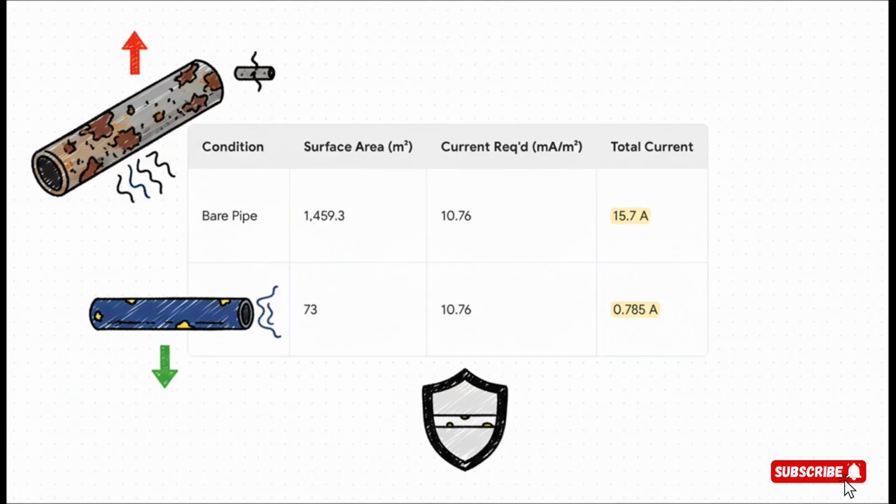Just look at this calculation for a bare steel pipe. It needs a whopping 15.7 amps of current. But now, what if we coat that same pipe? And that coating is 95% perfect, leaving only 5% of the metal exposed at little defects. Well, the current needed just plummets to less than 1 amp. This is exactly why coatings are always our first line of defense against corrosion.